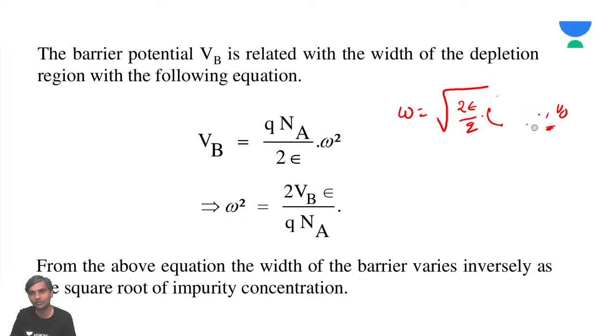2 epsilon by q into (1 by Na plus 1 by Nd). This is nothing but Vb. Simply, he has written it as W square. Nothing else is changed here. Here Na is assumed to be far greater than Nd. Because of that, W square is going to be 2 Vb epsilon by q Na.